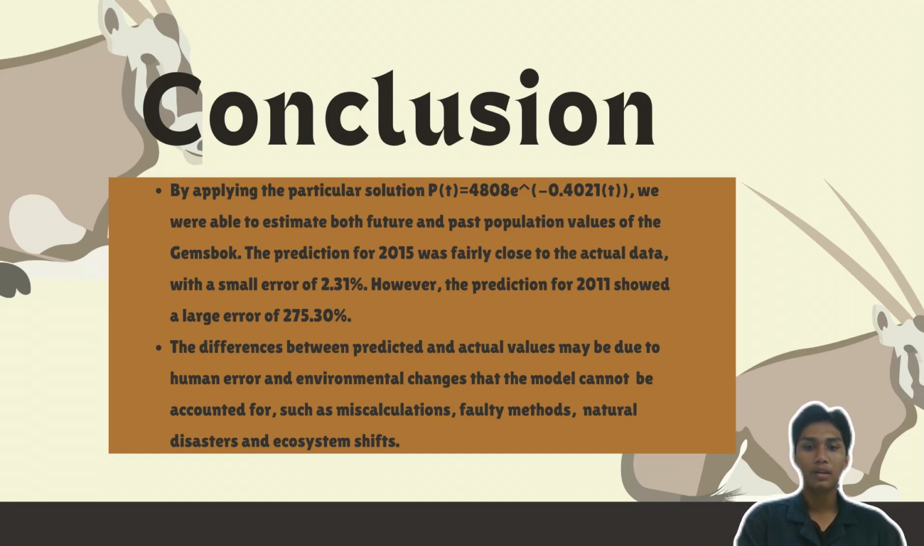However, the prediction for 2011 showed a large error of 275.30%. This shows that the differences between predicted and actual values may be due to human errors such as calculation mistakes or wrong methods. Another cause of the differences is environmental changes that the model cannot account for, such as natural disasters and ecosystem shifts.